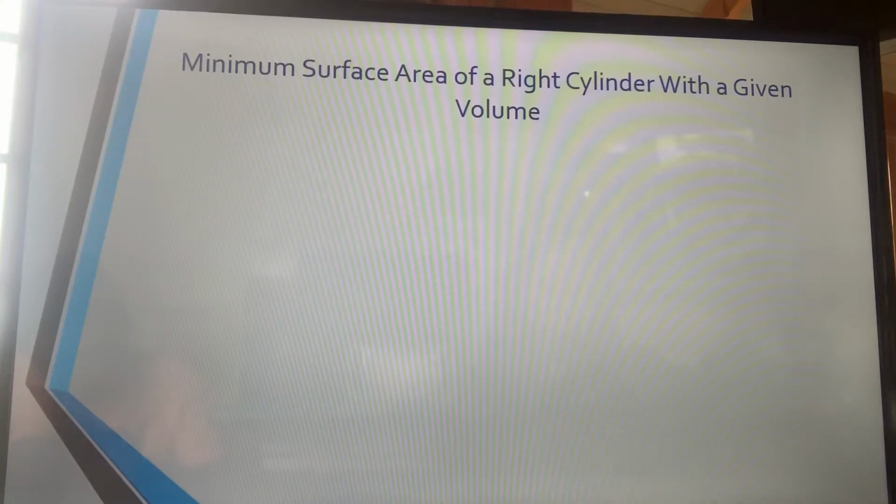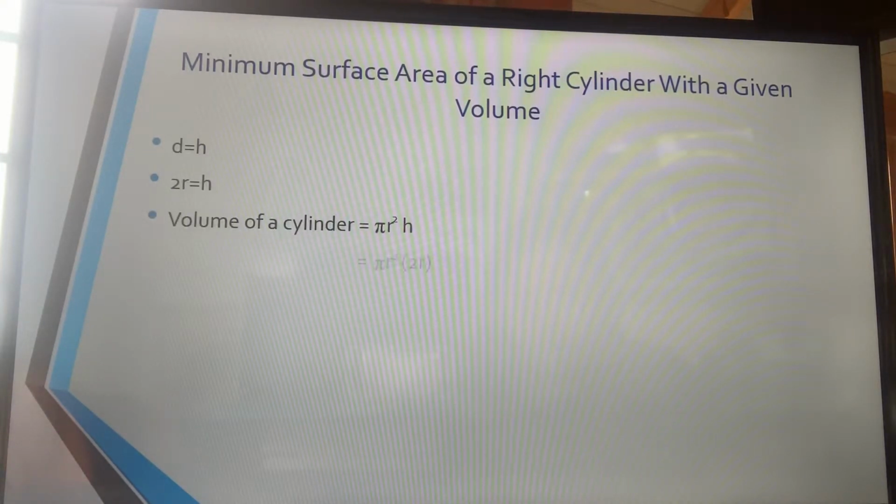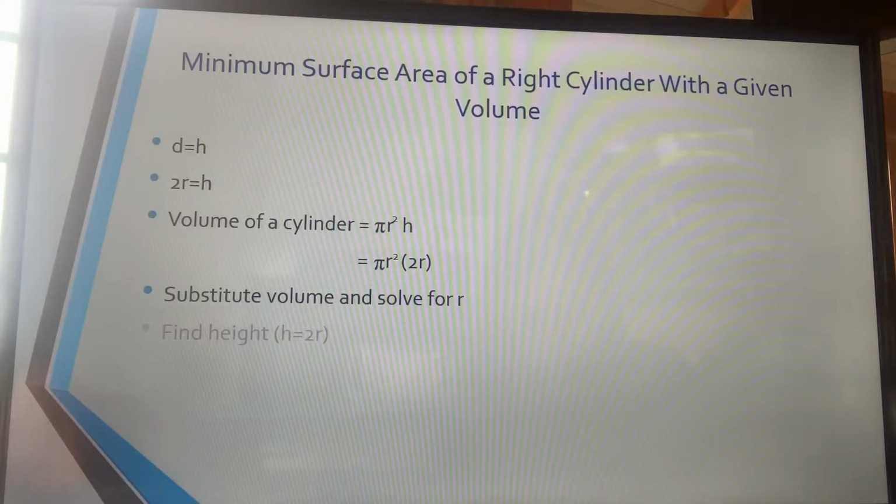Minimum surface area of a right cylinder with a given volume. We know that when a cylinder is at its minimum surface area, the diameter is equal to the height. If the formula for volume of the cylinder is pi r squared times h, then we can change h to 2r. Next, substitute in the volume and solve for r to get the radius of your cylinder with the minimum surface area for the given volume. The height will be twice the radius.